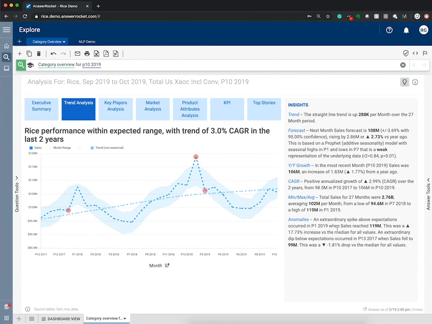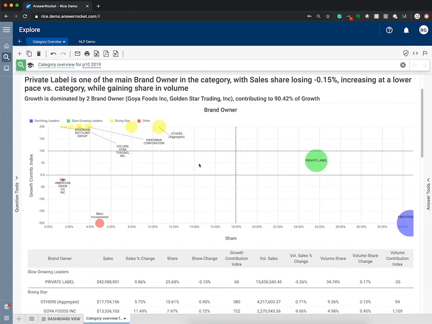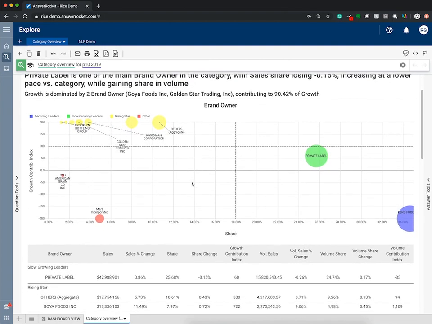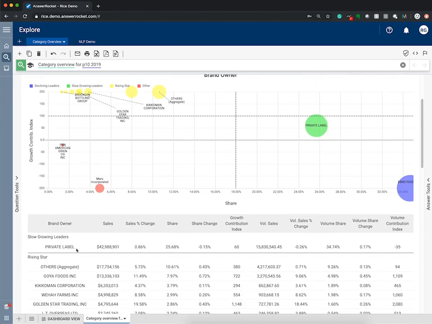As well as looking at different anomalies that are happening in the data, explaining those different red dots that we saw. From there, we jump over to the key player analysis where we start looking at manufacturers and brands. We start segmenting them and putting them on this quadrant Pareto chart. So I can see that, hey, private label is a slow growing leader.